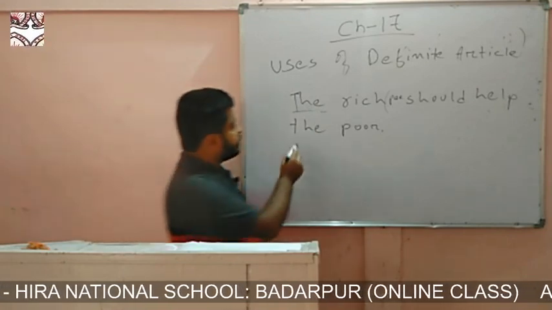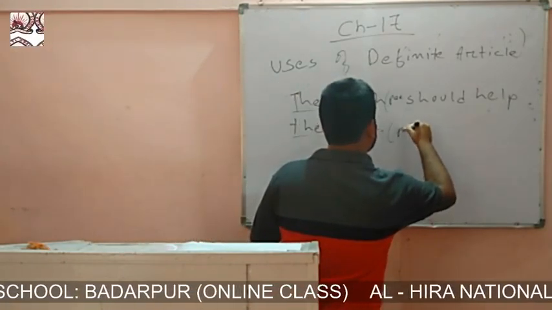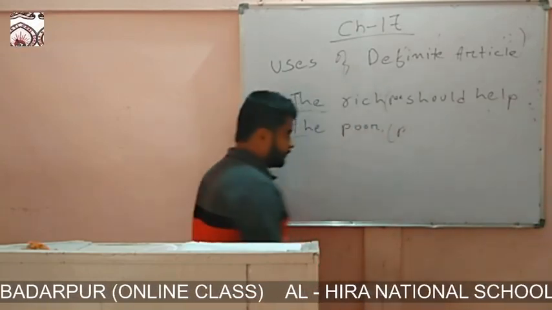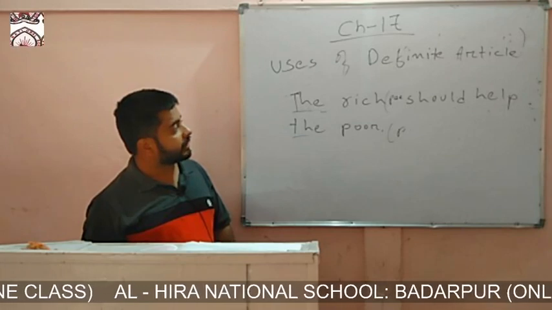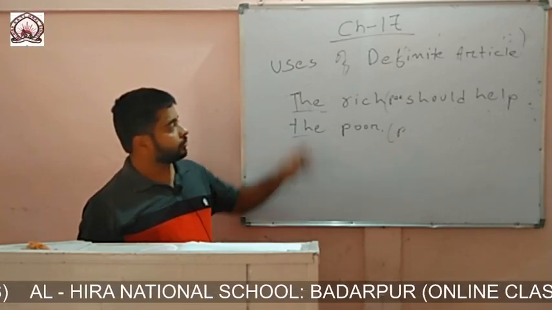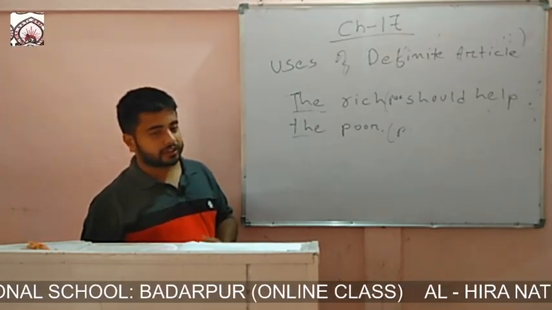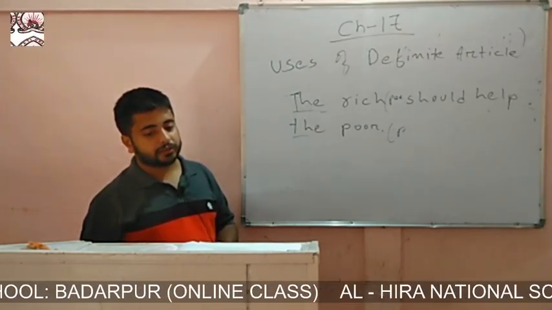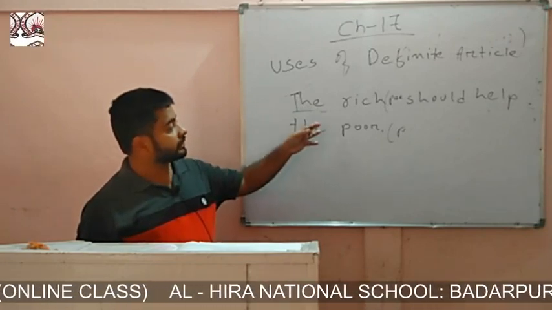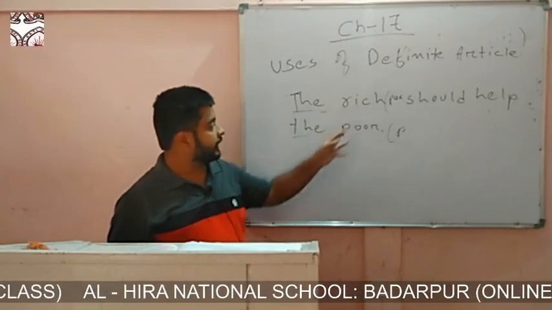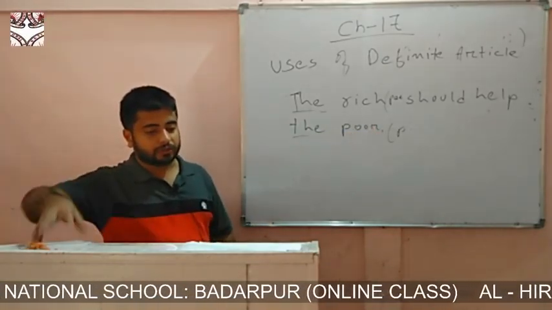Again we have written the, because it is referring to poor people or poor individuals. The rich should, since it is referring to human beings, we write the at the beginning of the adjective. The rich means rich people, and the poor means needy people. So I hope you have understood this.